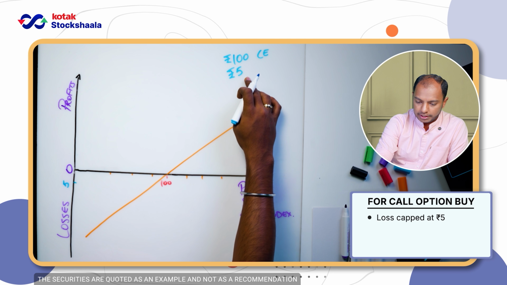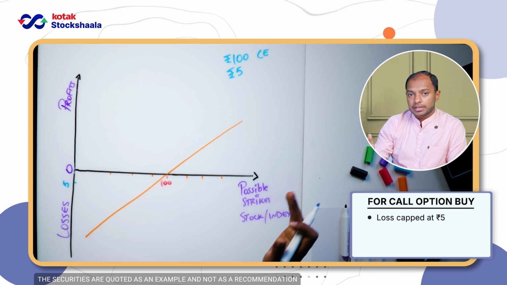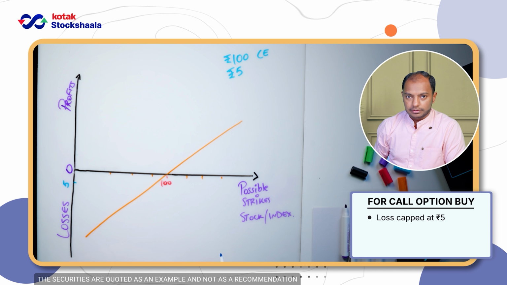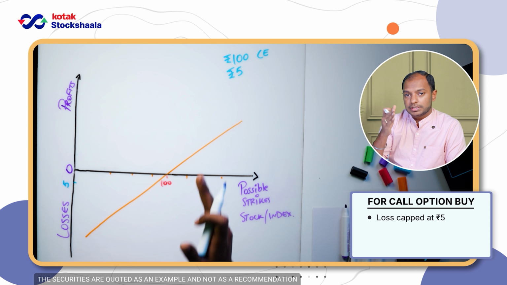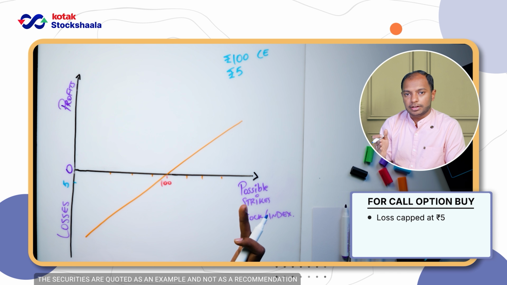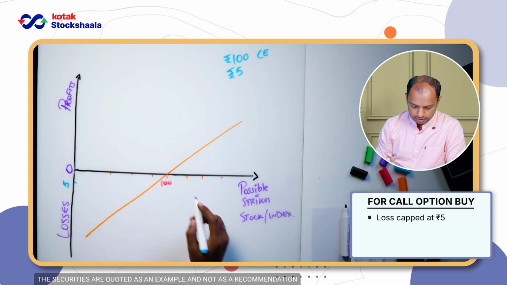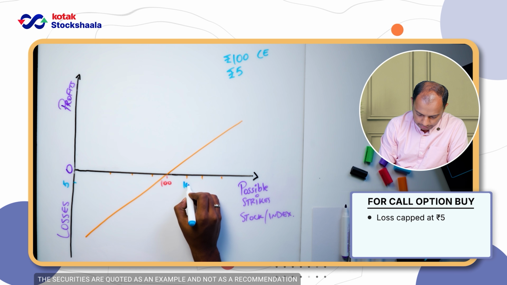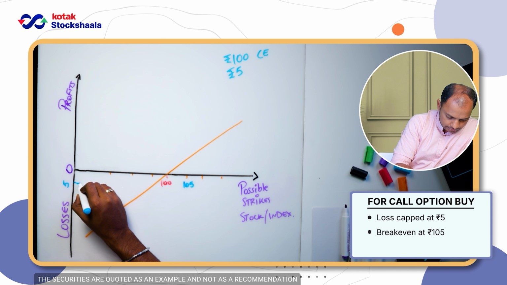Now if I have to break even on this specific strike, then I have to make 5 rupees extra than what I'm going to enter. Which means my break-even point is going to be my strike price plus the premium that I have paid, that is 100 rupees plus 5 rupees, that is 105. So here, if I mark 105, that is going to be my break-even point. So let me draw this.